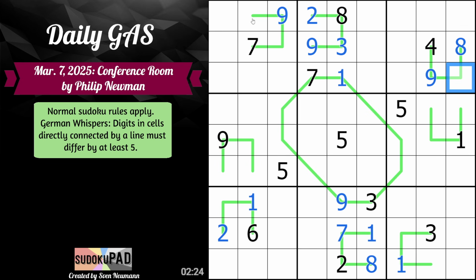Then, this could be 4 or 3, either allowed, but this could only be 1 or 2. 4, 6 pair. How does that help us? This has to be low. It has to be high. Oh, this is easy. This has to be a high digit. It can't be 6, 7, or 9, so it must be 8. Here, symmetrically, this must be 2.